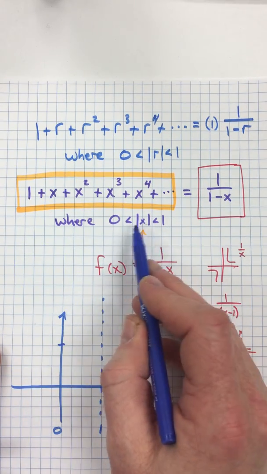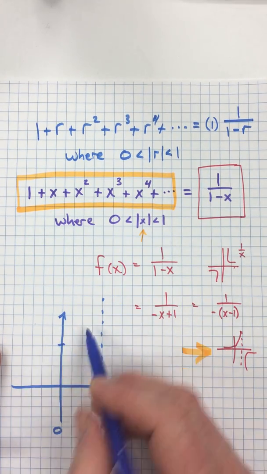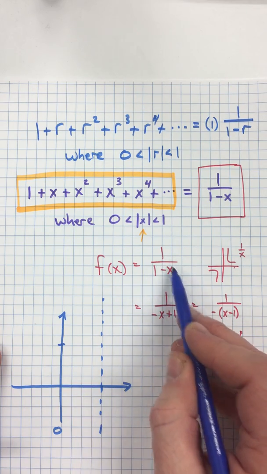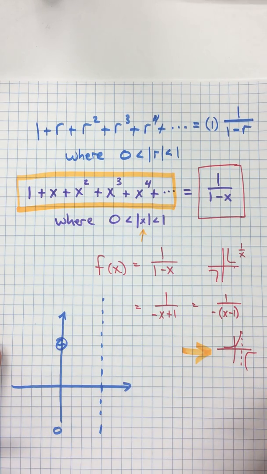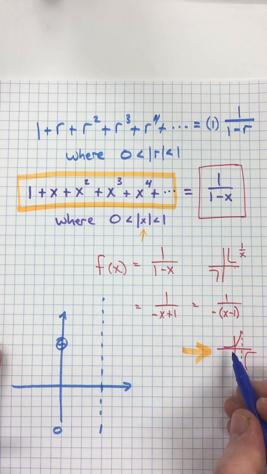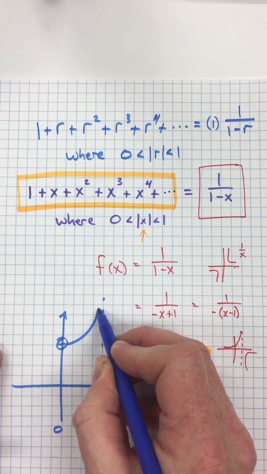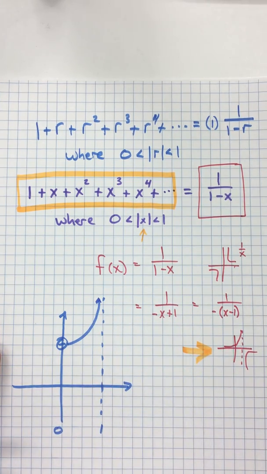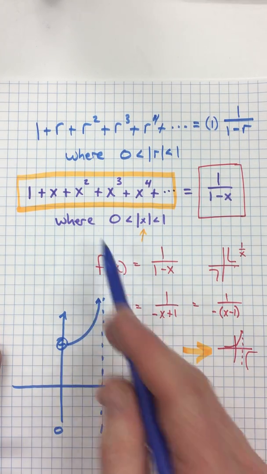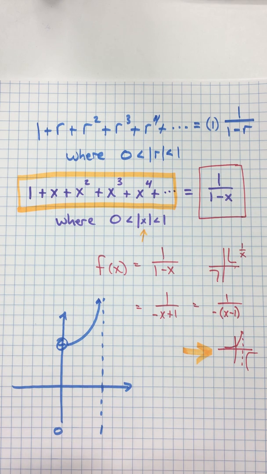Now, it doesn't include the endpoint, so open circle. If I plug in 0, I get 1 over 1. So my first point right there, open circle, boom. And then I go to this thing asymptotically. And that graph is exactly the same as this polynomial's graph.